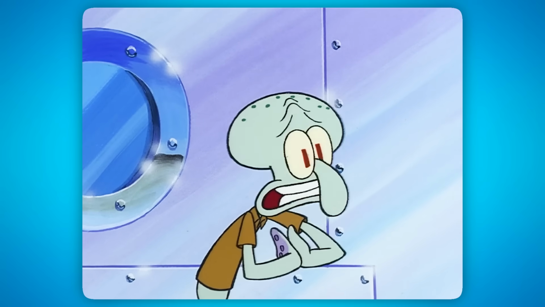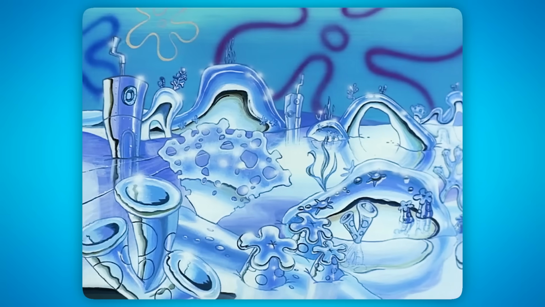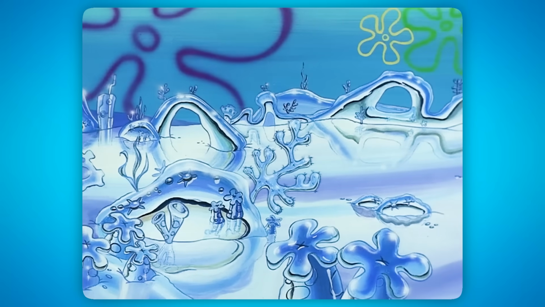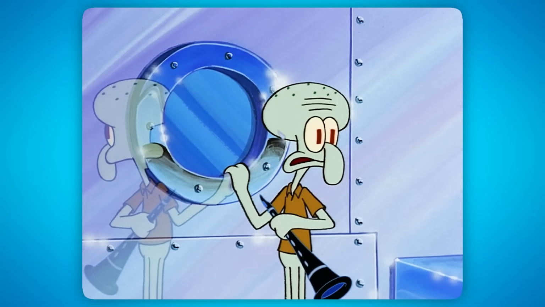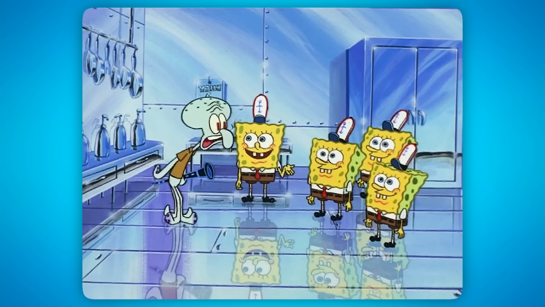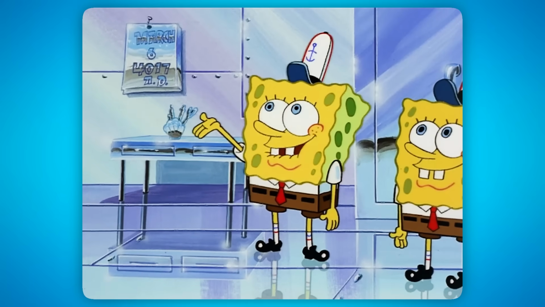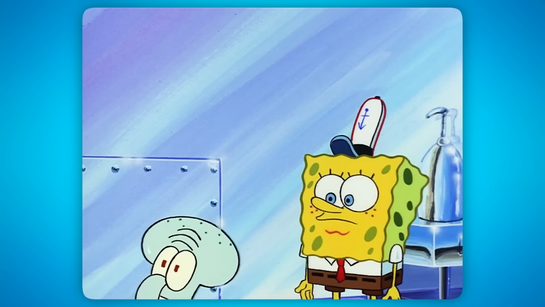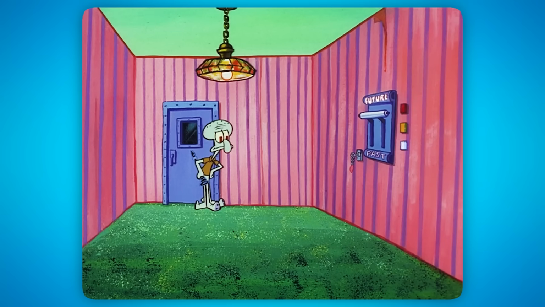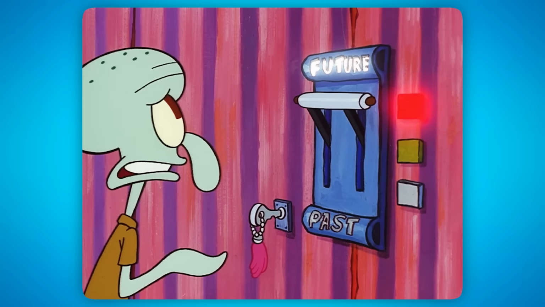Everything in the future is chrome because everything is chrome in the future. That's literally the only explanation we get. Why chrome? What happened to make everyone decide chrome was the way to go? Did they run out of other colors? It's such a lazy explanation that it almost feels like the writers were making fun of the audience for expecting logic. Squidward uses a time machine to go to the past, and this is where the episode completely abandons logic.